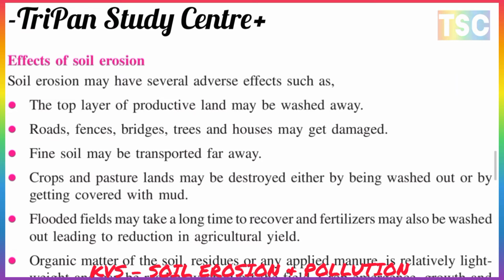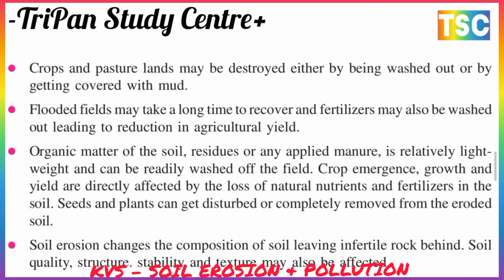And the next here, organic matter of the soil is reduced, and many apply manure and fertilizers, which can be readily washed off the field. The crop emergence and growth are directly affected by the loss of natural nutrients and fertilizer in the soil, as the seeds and plants can be disturbed or completely removed from the eroded soil. The next is that soil erosion changes the composition of soil, leaving infertile rock behind. Soil quality and structure, and the stability and the texture may also be affected.